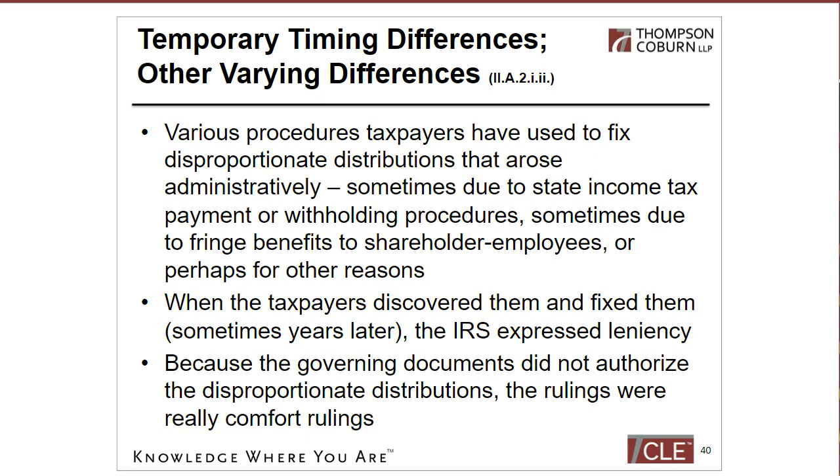Sometimes years later, the IRS expressed leniency. But because the governing documents didn't authorize the disproportionate distributions, the rulings really were comfort rulings. I mean, the taxpayers didn't have to have them. There was really no violation because there was never any intent to get around the second class of stock prohibition. They always intended to give everybody proportionate distributions. It's just that they had these temporary timing differences, or maybe they didn't even realize that they were disproportionate distributions, but as soon as they realized them, they fixed them.